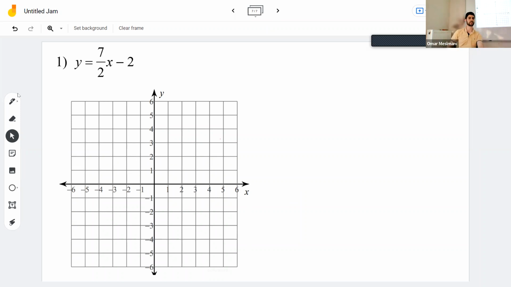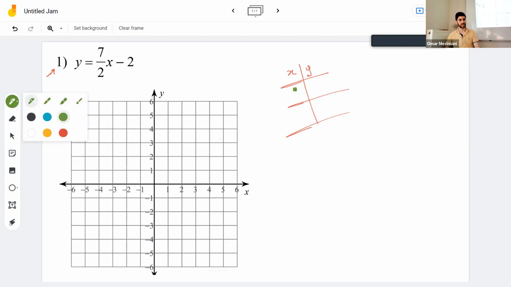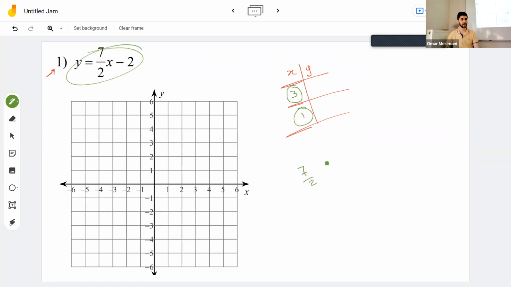So let me tell you something right now. When I have a question and I want to graph, and there is a fraction, I told you that we have to create a table with x values and y values. Here I'm going to tell you why it's not a good idea to choose a 3 or a 1. The question is 7/2x minus 2. If you choose 3 instead of x, I can't simplify, and it's going to be a problem.